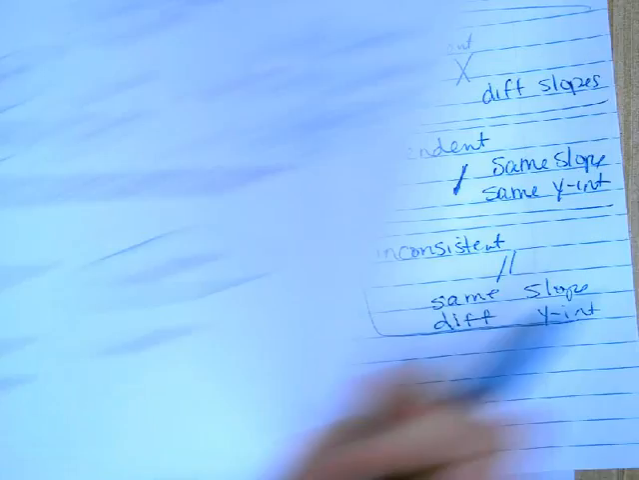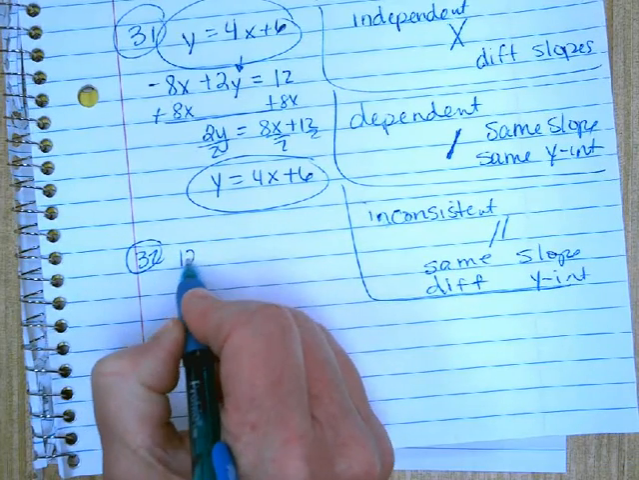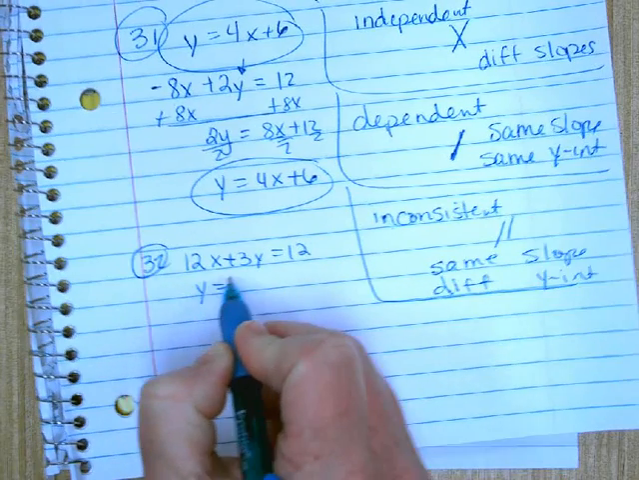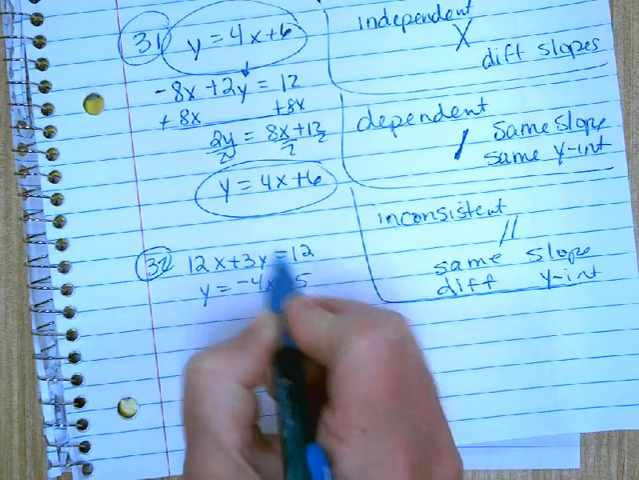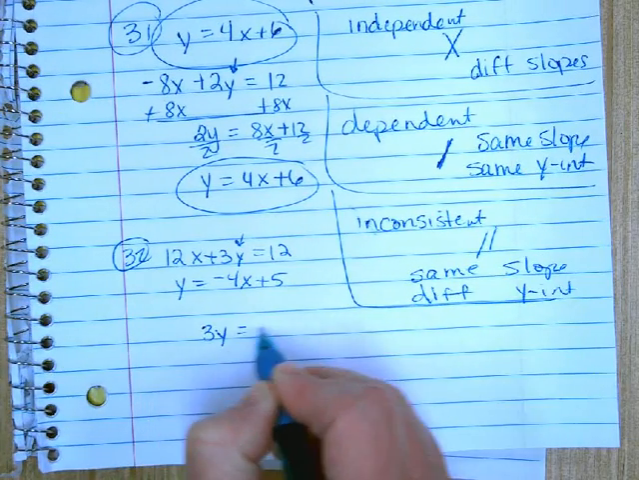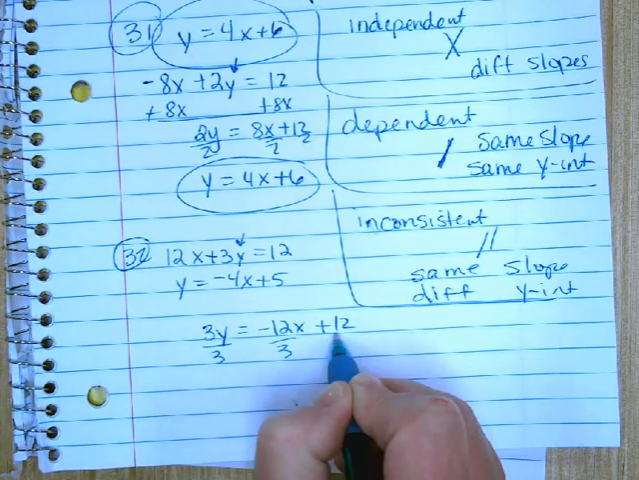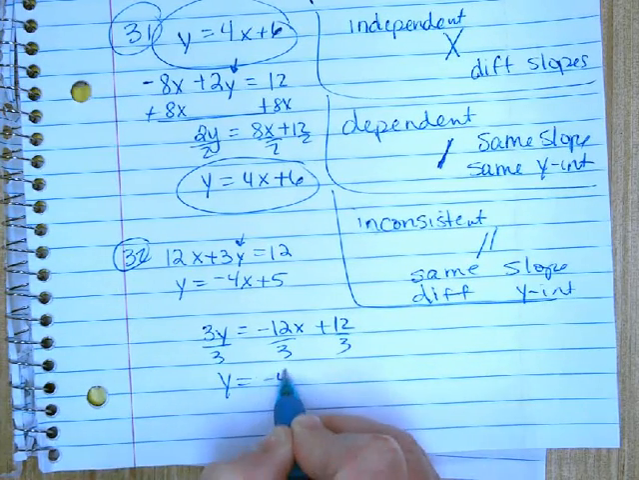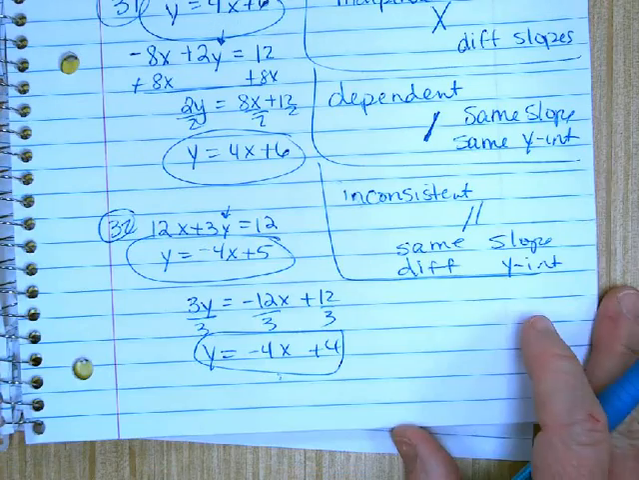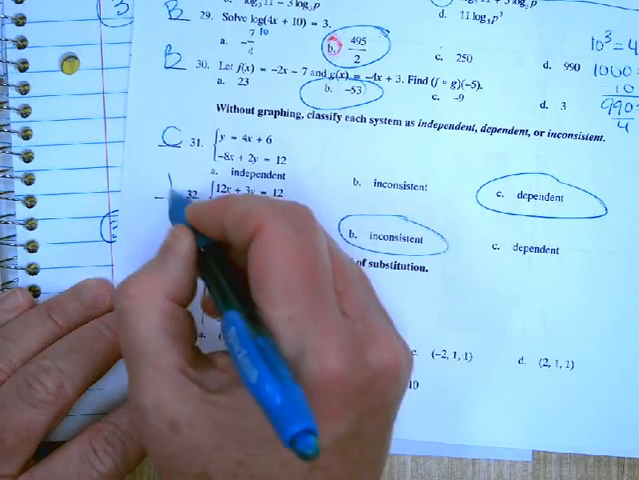32, same type problem. The first one says 12x plus 3y is 12. And then y equals negative 4x plus 5. So I'm going to solve that one for y. I'm going to subtract 12x from each side, and then I'm going to divide by 3. Y equals negative 4x plus 4. So I'm comparing these. They have the same slope but different y-intercepts, which makes them inconsistent.